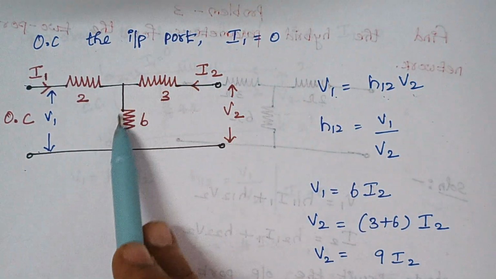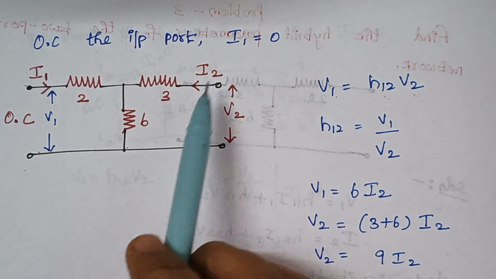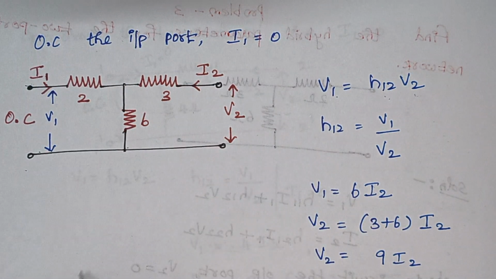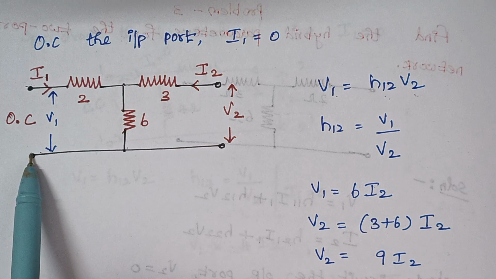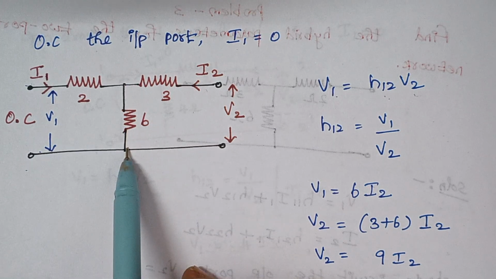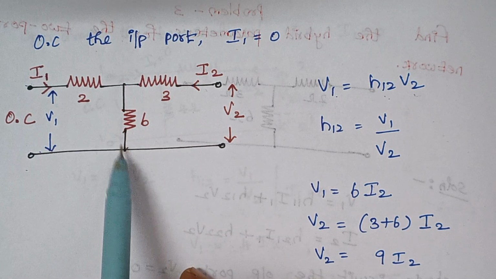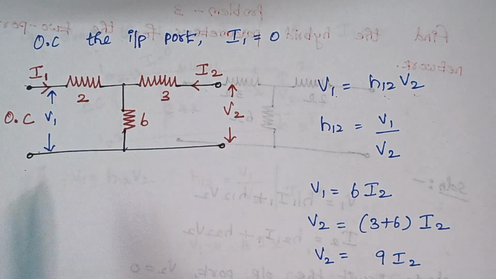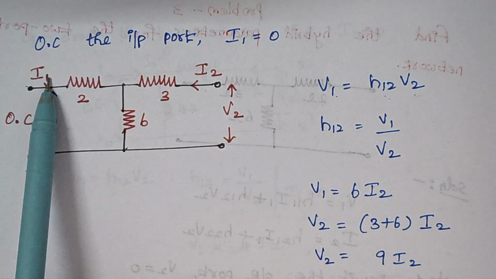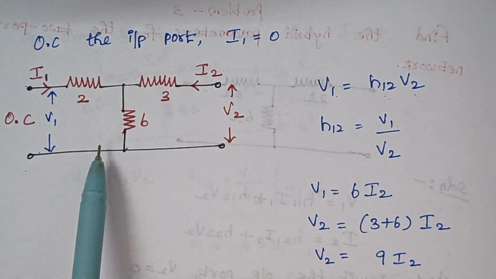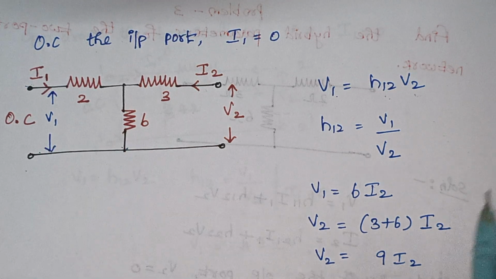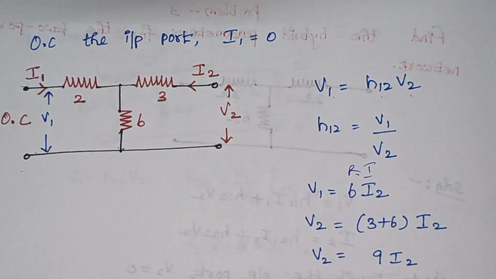So what is the current that flows through this 6 ohm? It is obviously I2, because the current I2 which starts from here would have to divide at this node, but there is an open circuit, so there is no path for the current to flow. Therefore, this entire current again flows through this 6 ohm. Because of this open circuit the current I1 is 0, and therefore the current that flows through the 6 ohm is I2. That's why V1 is written as 6 into I2, because V is nothing but I into R.